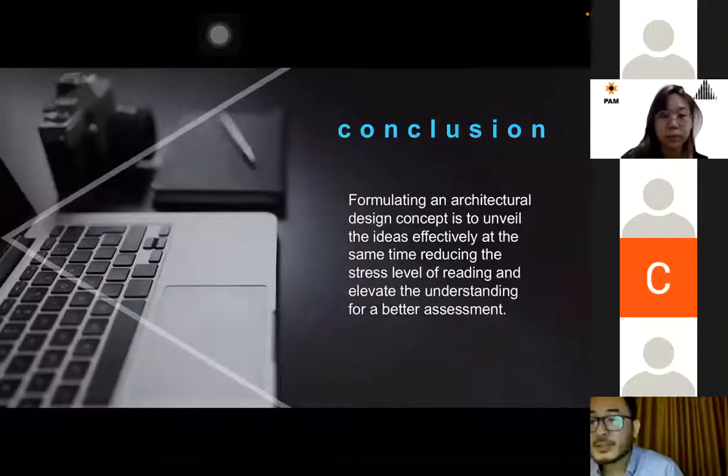All right. Looks like it's about to conclude. Formulating an architecture design concept is to unveil the ideas effectively and at the same time reduce the stress level of reading and elevate the understanding for a better assessment.